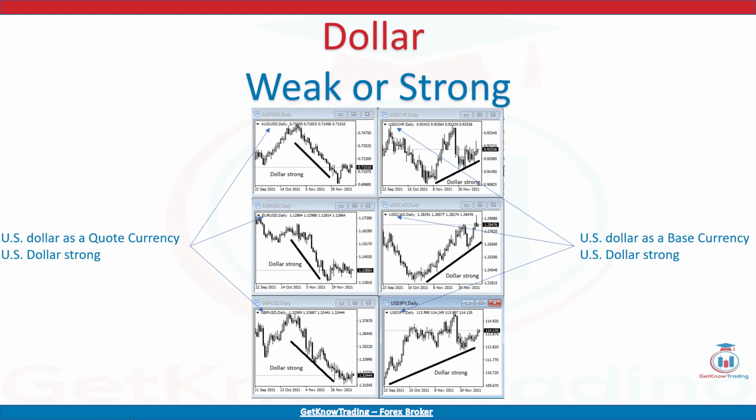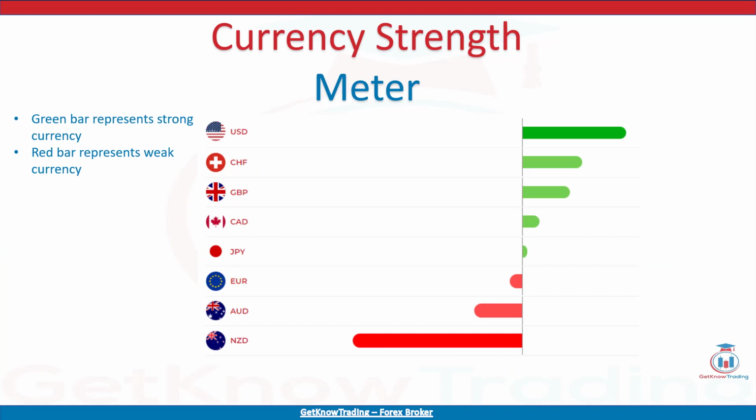In the second case, where the US dollar is in the first place, like USD Swiss franc, USD Canadian dollar and USD Japanese yen, the price of a currency pair is rising, which means the US dollar is stronger than other currencies. How do you know which currency is stronger?